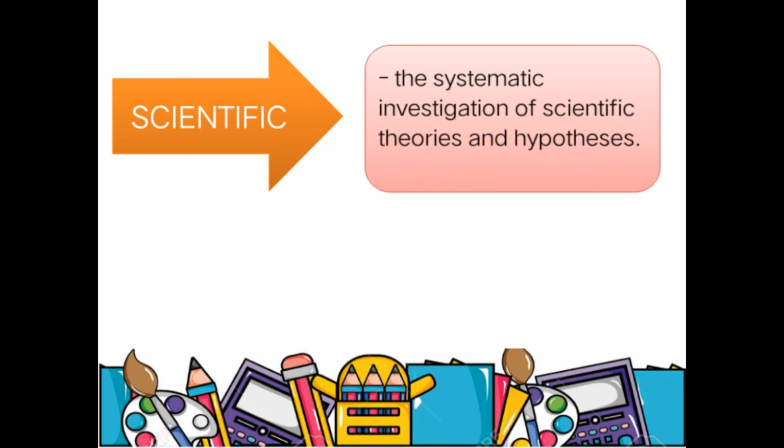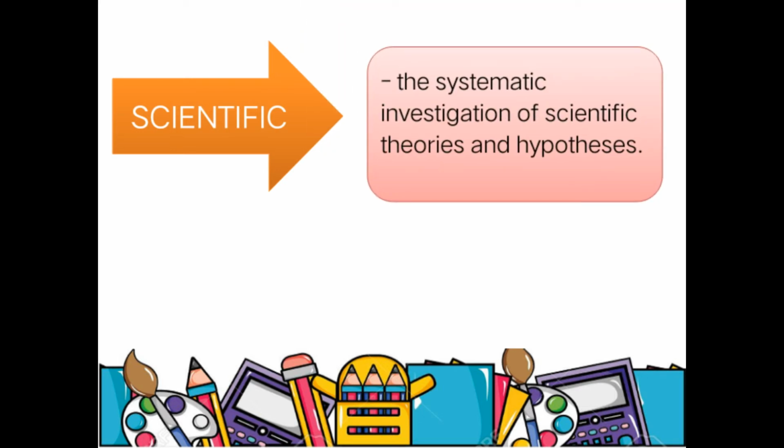The first nature of research is scientific, which means the systematic investigation of scientific theories and hypotheses. A hypothesis is a single assertion, a proposed explanation of something based on available knowledge for something yet to be explained. It is systematic because it contains rules, principles, methods, and techniques for conducting the research. This can help the researcher to make research easily.